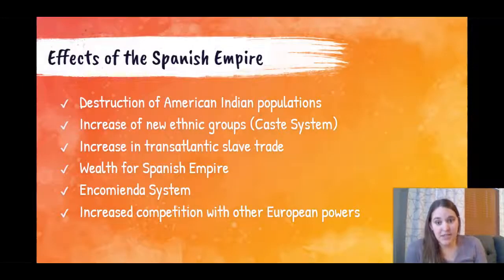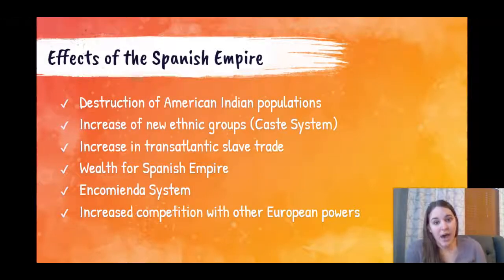So the effects, or really the significance, is we see the destruction of American Indian populations. Millions and millions of American Indians die at the hands of the Spanish, whether that is through disease or through warfare. We see new ethnic groups developing. We see populations mixing, and the creation of then a caste system where we have certain groups with more wealth and certain groups with less.